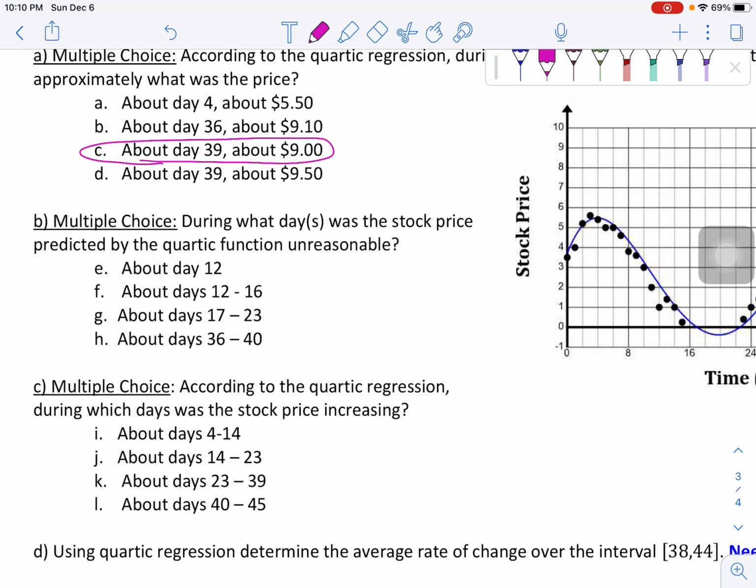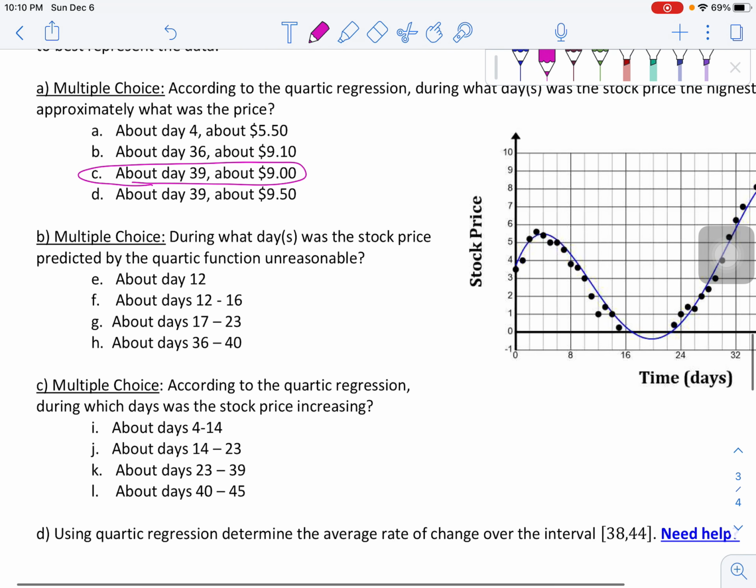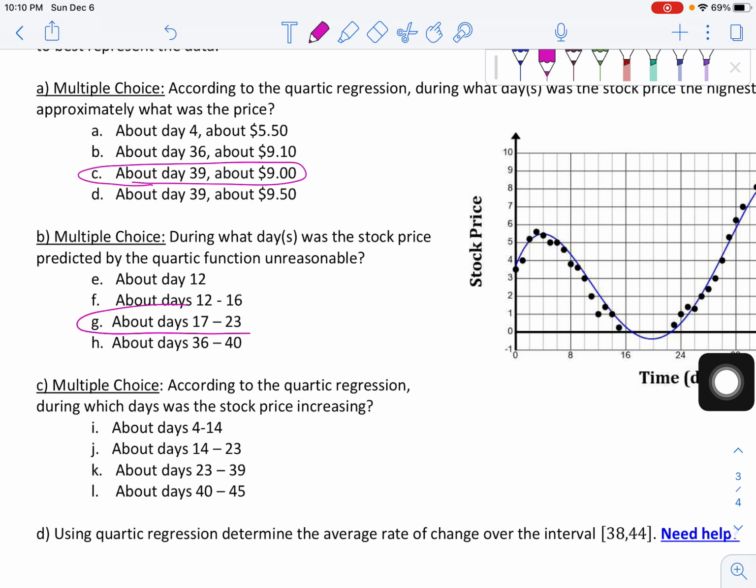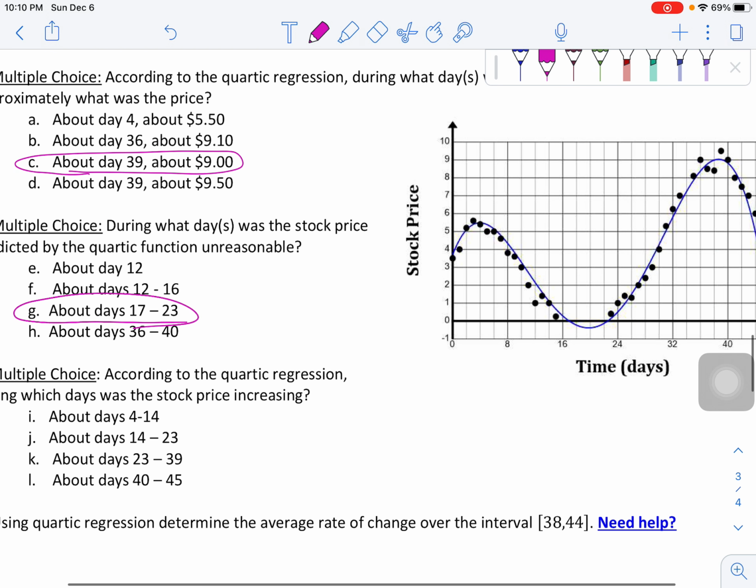Okay? During what day or days was the stock price predicted by the quartic function unreasonable? Okay. So if we go over here, and again, we have some options here. So 8, 10, here's day 12. It's predicting a little bit more than $2. Totally reasonable. 12 to 16, no, these are all reasonable. 17 to day 23. Well, here's the problem. Stock prices don't go negative. So that's unreasonable. So let's go ahead and circle that up.